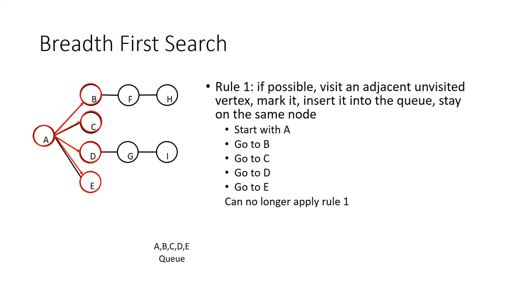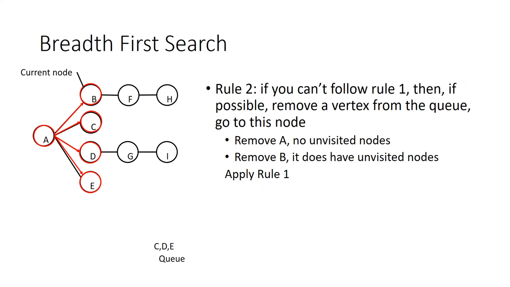So I'm out of places I can go to from A. They're all visited. So I'm going to start taking stuff off the stack. So I'm going to go to rule 2 and start taking stuff off the stack. So I can take A off, but there are no unvisited nodes from A. So I can take the next node off the queue. That would be B. And that does have some unvisited nodes. So I'm going to go back with my current node being B. And I don't throw away the rest of my queue, but I have taken A and B off of it.